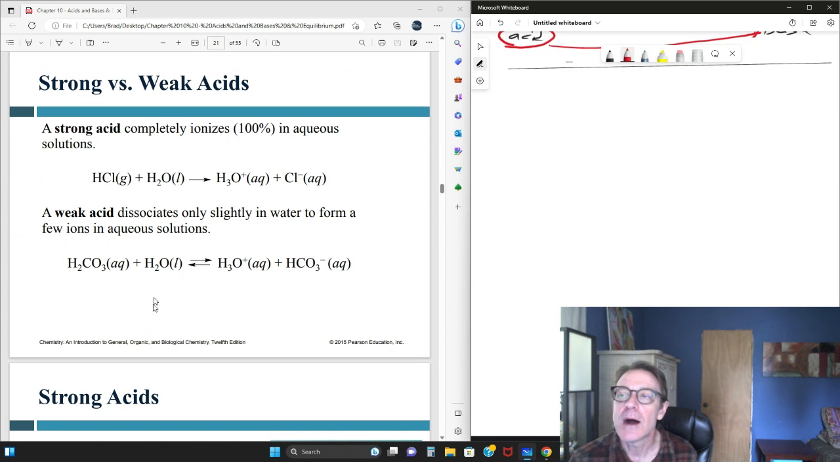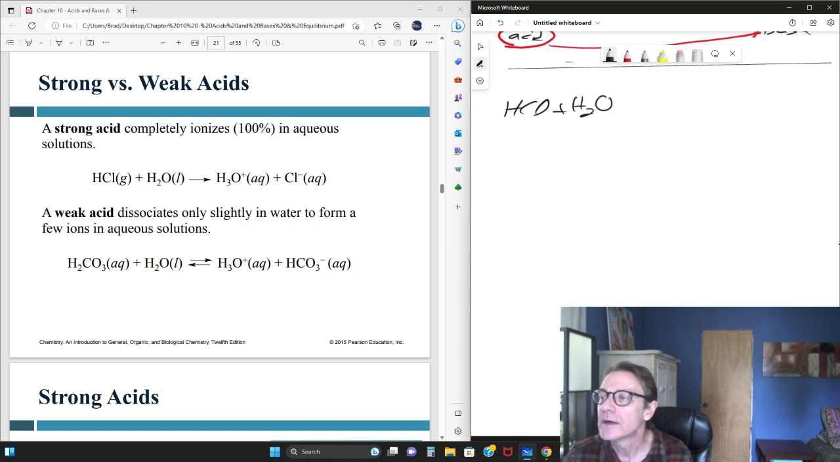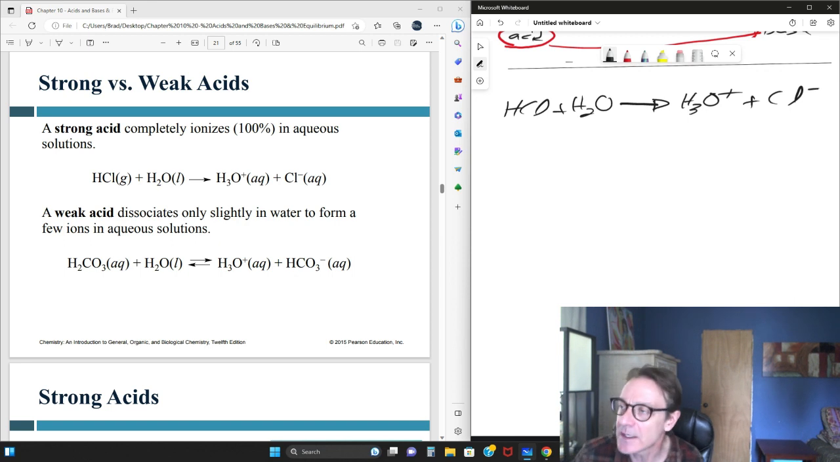But our stereotypical example, we always talk about hydrochloric acid, stuff that's in our stomach. For instance, hydrochloric acid in water will dissociate, and you have an arrow going in one direction indicating complete dissociation into our hydronium ion right there and our chloride. So complete dissociation in aqueous solution.